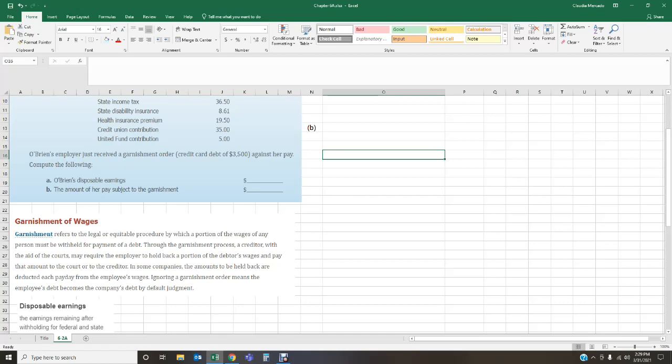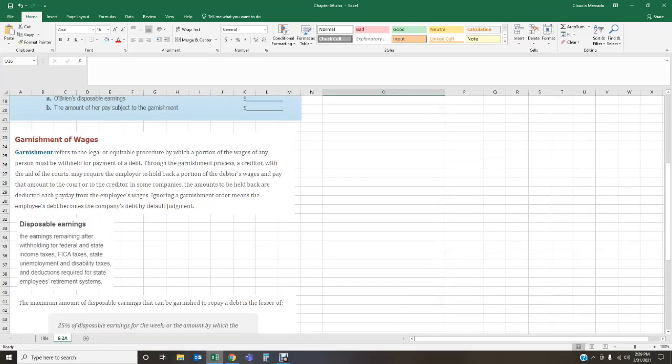So the first thing that they're asking us to do is to calculate disposable earnings. What is disposable earnings? And this is the logistics of how I would recommend you tackle each of your problems. Locate the information in the book that deals with this particular item in mind. Like in this case, we're talking about garnishment. Well, I'm going to go back and refresh my memory of what garnishment is. Then they're asking me to calculate disposable earnings. Well, what is disposable earnings?